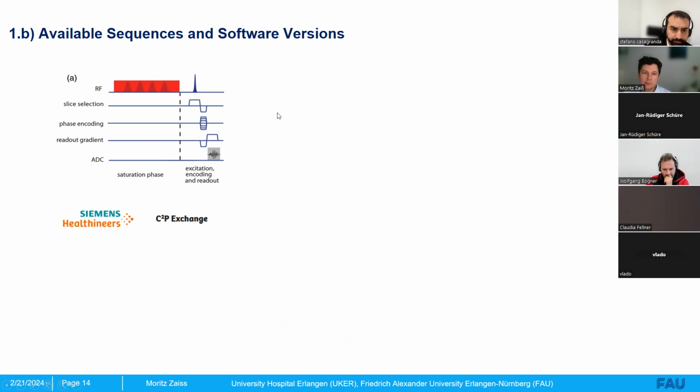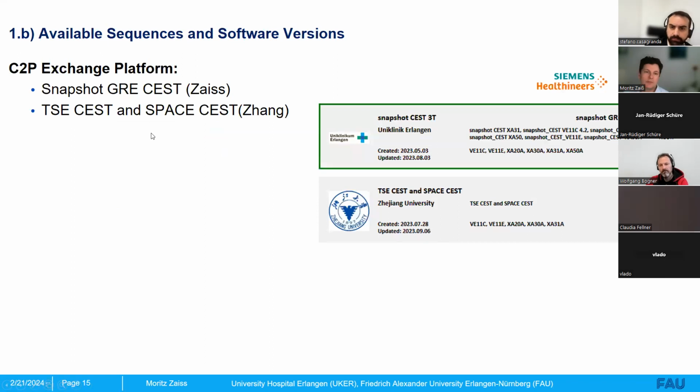So what's actually available? The first thing I show is what is available on the Siemens C2P exchange platform. Maybe you have already access to that. If you search there for CEST, you find actually two sequences. One is our snapshot gradient echo CEST, this one, compiled for the 3T versions VE11C, VE11E, XA20, 30, 31, and 50. And that's pretty much the sequence I just showed you, with the centric reordered readout and with this limited slab.